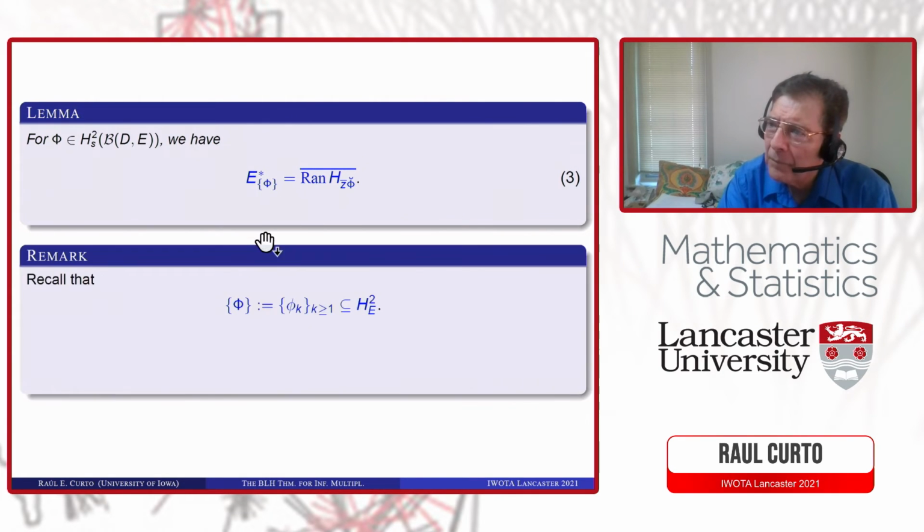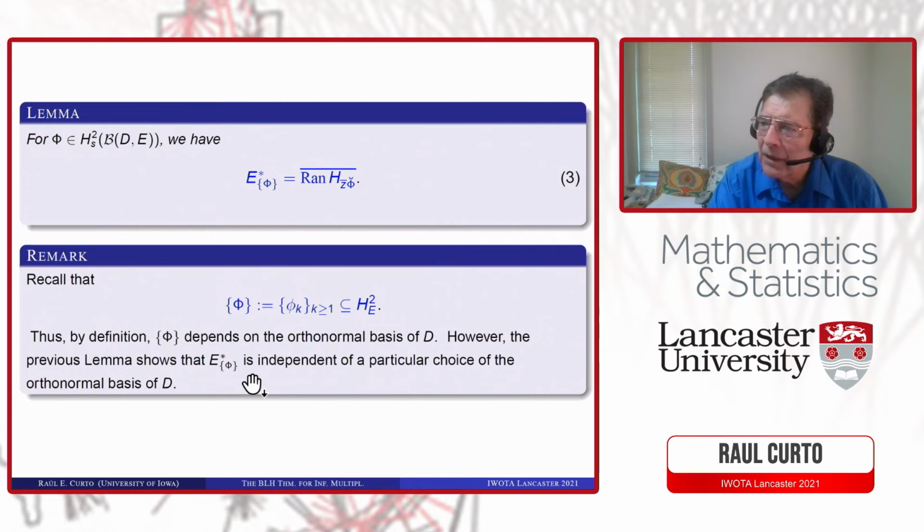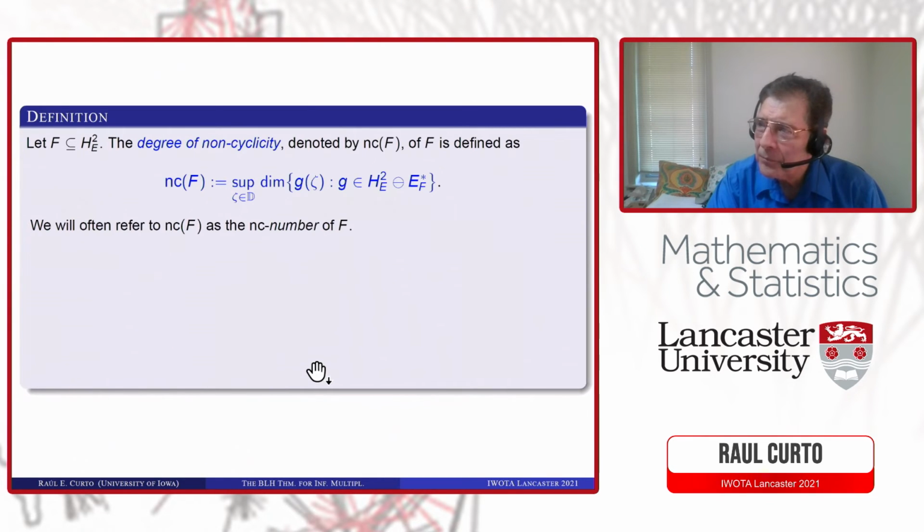For E star F. We recall that phi is of this form, and by definition, brace phi depends on the orthonormal basis of D. I choose an orthonormal basis to it. However, the previous lemma shows that this is irrespective of the orthonormal basis, because it ends up being the closure of the range of the Hankel operator all the time. So the definition of brace phi is independent of the orthonormal basis. The degree of non-cyclicity is defined in this way.